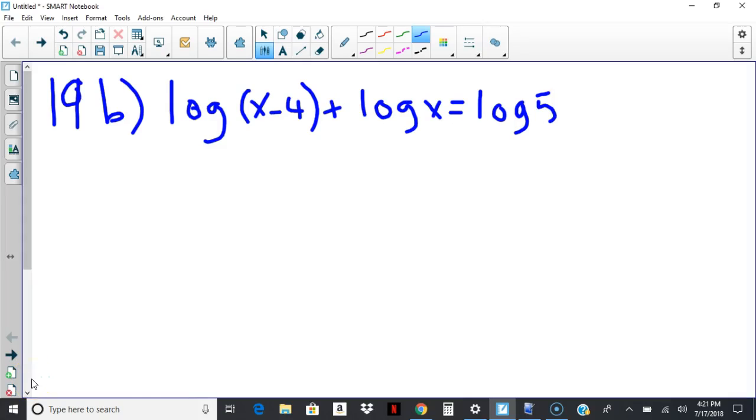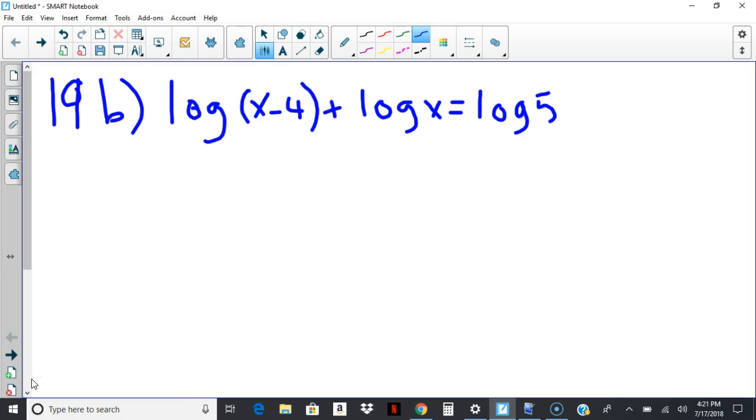Hi, let's take a look at this problem 19b that was on the exam but was not something that we were quite ready for yet. So you'll see it on the next one. What we want to do is be able to set these two sides equal to each other.